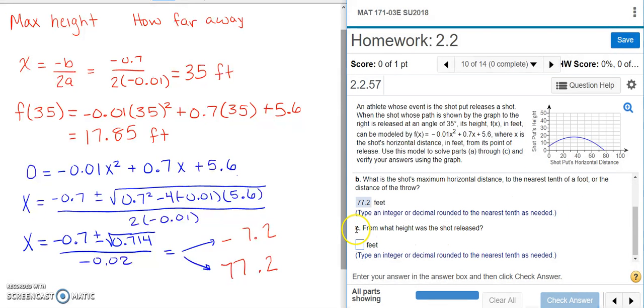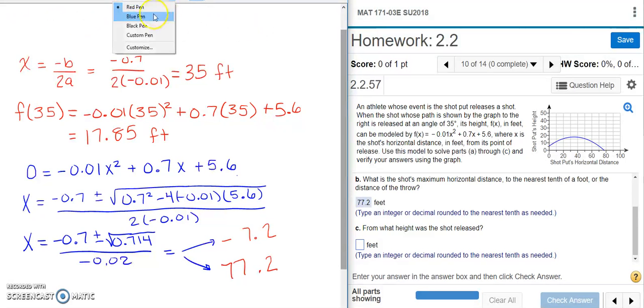All right. Part C is actually really easy. From what height was the shot released? Let me erase some of this for a second. If you're thinking about where it was released, that means from where he threw it, your horizontal distance is 0, because it hasn't gone anywhere yet. So you're plugging in 0 into your function.